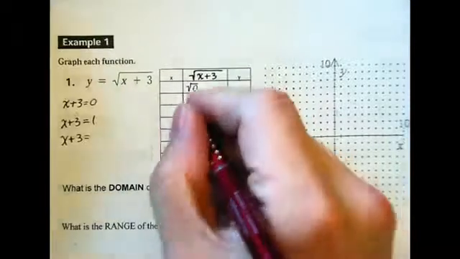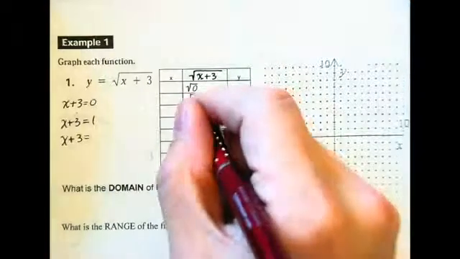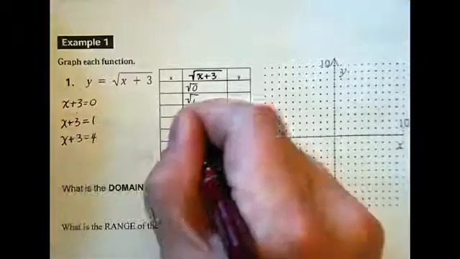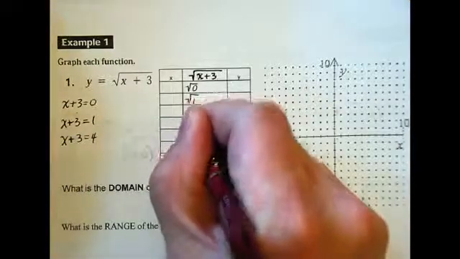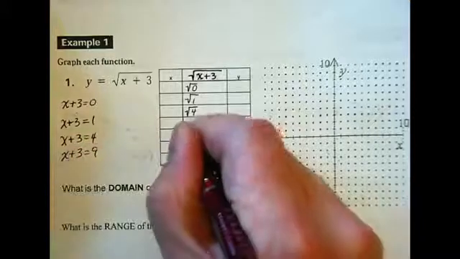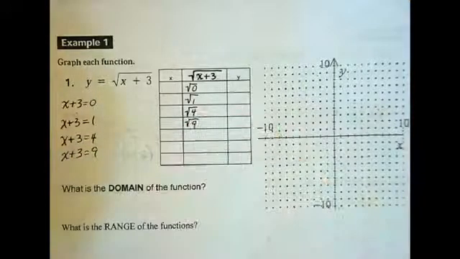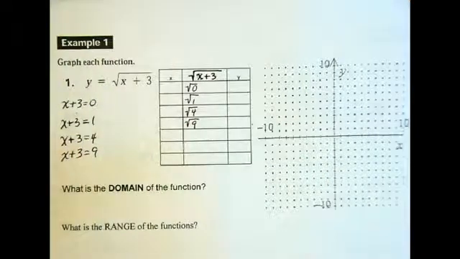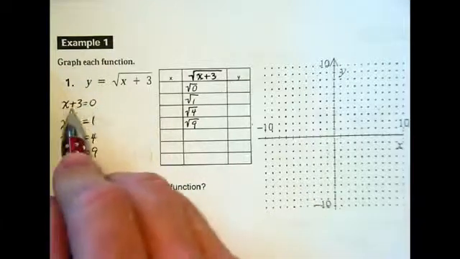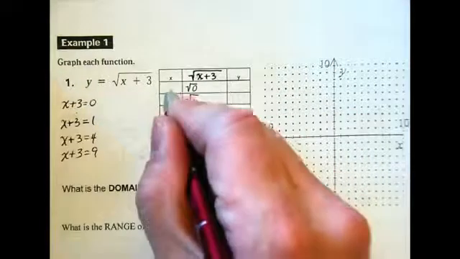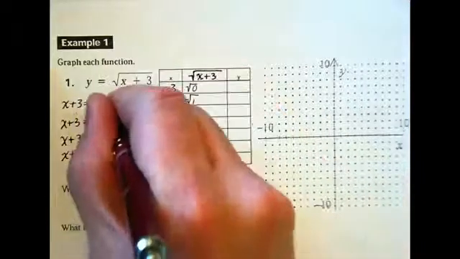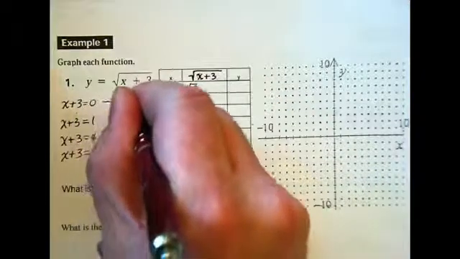If we get x plus 3 equal to 1, what else do we want x plus 3 to equal? 4. We want it to be perfect squares. What else do we want x plus 3 to equal? 9. We want it to equal 9. Okay, now the problem is, what makes x plus 3 equal 0? Do we put 0 right here? No, we have to put -3. So if x plus 3 equals 0, x equals -3.